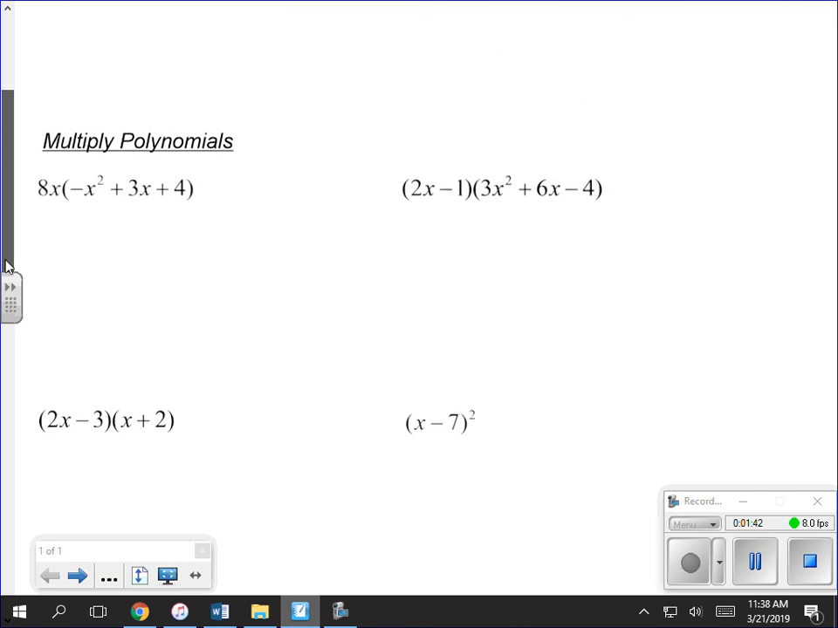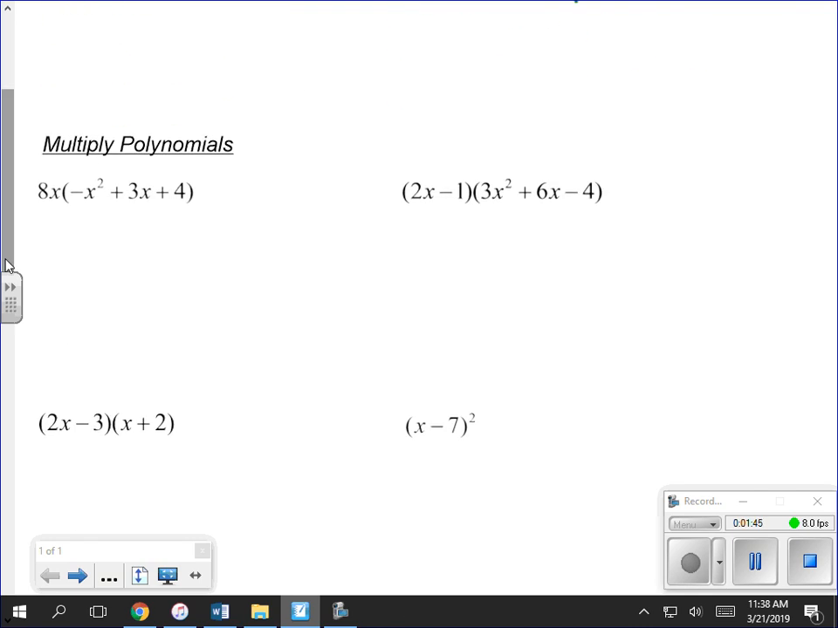Moving on to the next set of problems, multiplying the polynomials. For the first one, all you're doing is distributing. I have 8x times negative x squared, so that's negative 8x cubed. 8x times 3x. 8 times 3 gives me 24. x times x gives me x squared. 24x squared. And then 8x times 4. 8 times 4 is 32. And then I have an x here, so I have 32x.